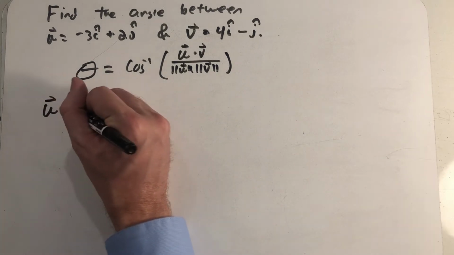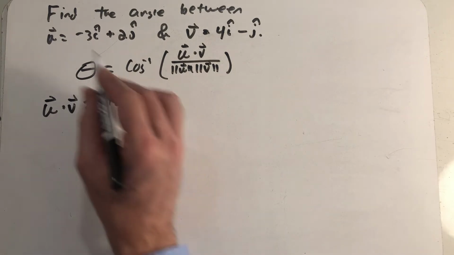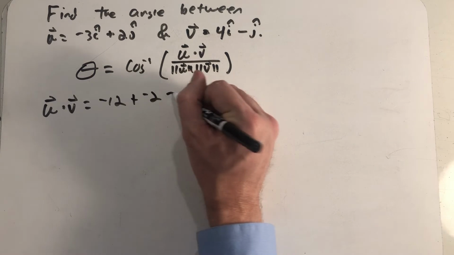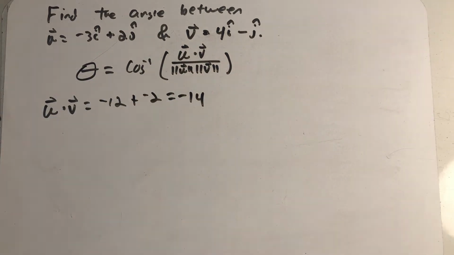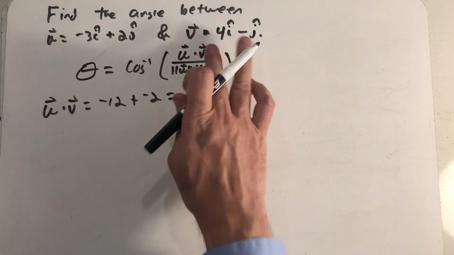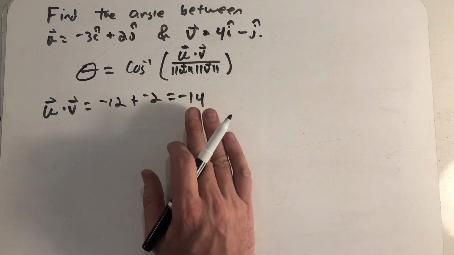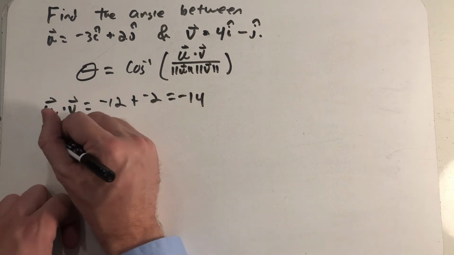Start with the dot product. And let's see, I have minus 3 times 4, that's going to give me a minus 12. 2 times minus 1 will be minus 2, and I get a minus 14. And right now, I know I'm going to be dealing with an obtuse angle, because the bottom of this fraction is definitely positive, meaning when the dot product is negative, I'm taking the inverse cosine of a negative number and getting an obtuse angle.